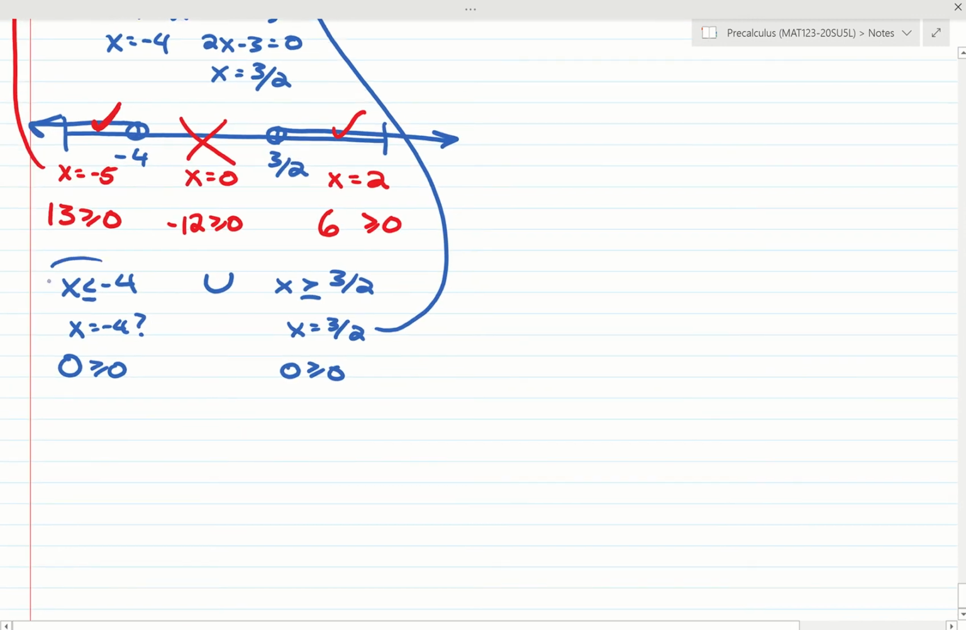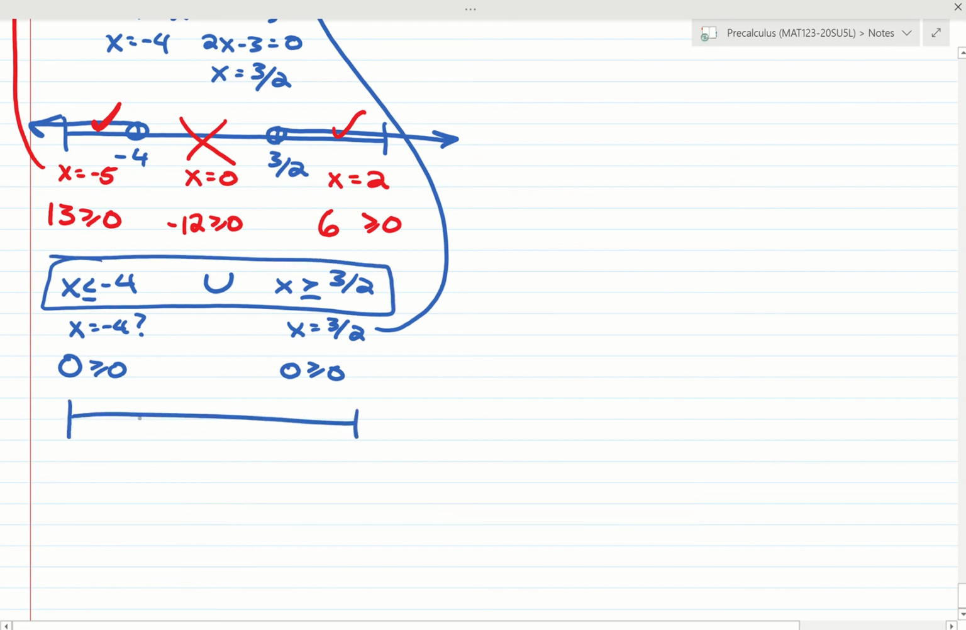The way we would write this in interval notation would be, if it helps you, you could even graph it. -4, 3/2. We would have any number, so -infinity up to -4. We are including that in union with the graph of 3/2 to +infinity.